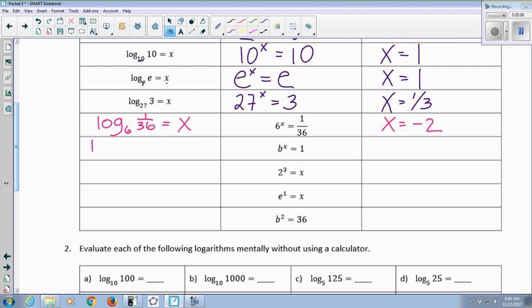All right, b to the x equals 1. So my base is b, so I have log base b. The log always equals the exponent, so I have equals x. And then 1, the remaining number, goes there. Log base b of 1 equals x. Or b to what power gives you 1? You have to remember that raising anything to the 0 power gives you 1.